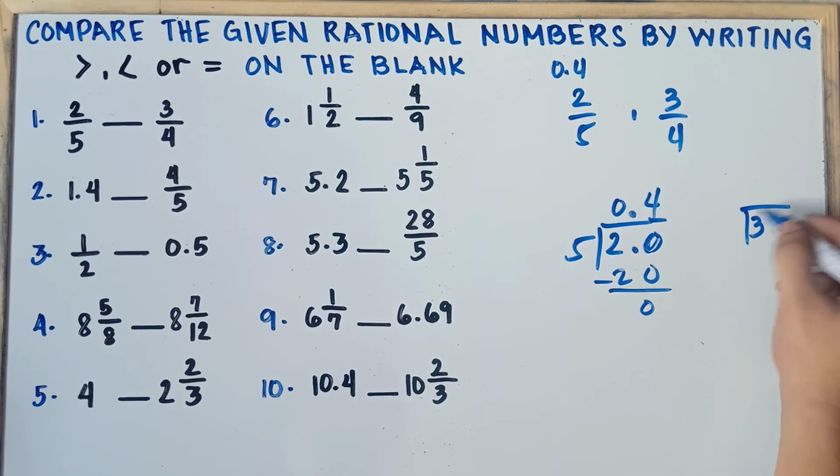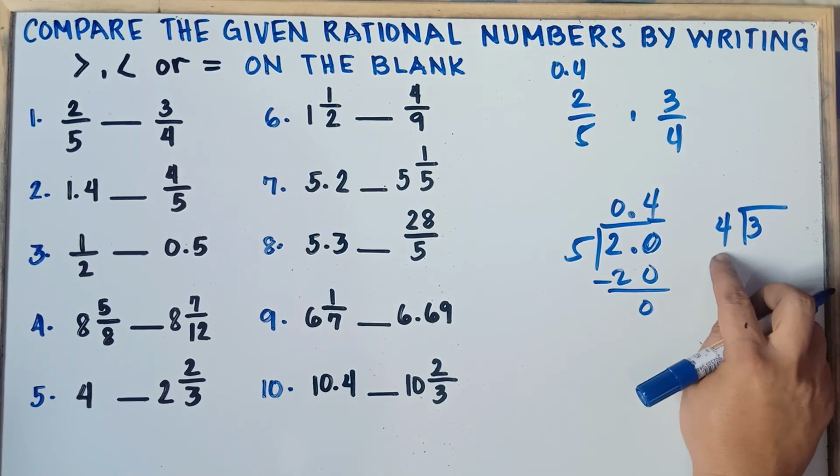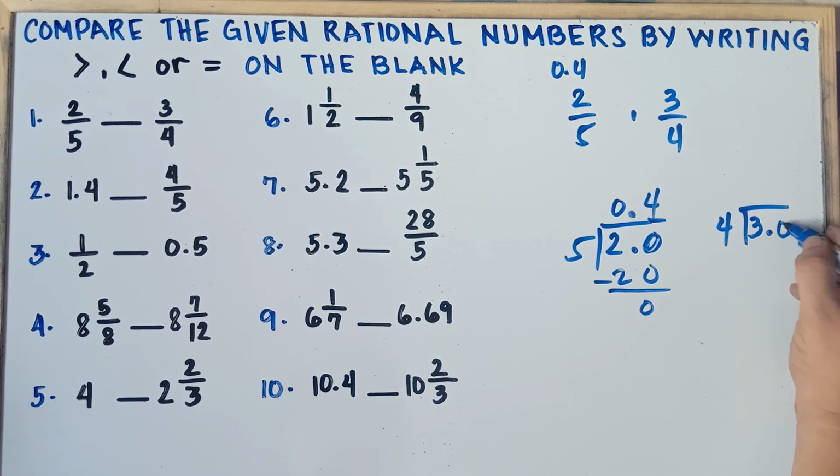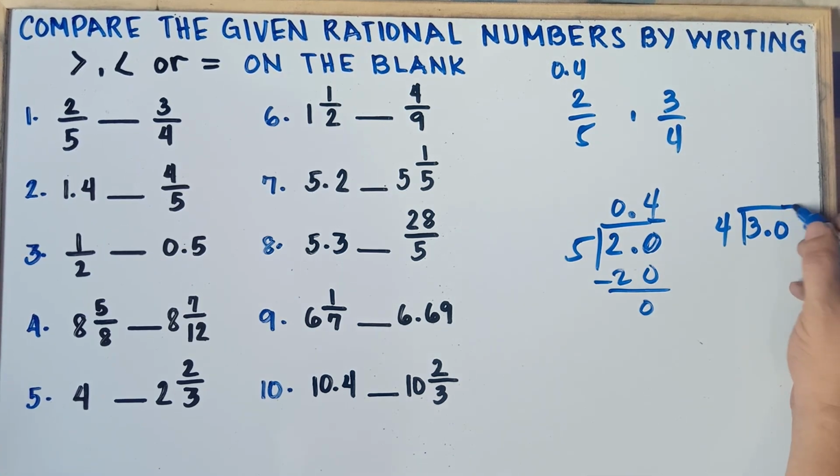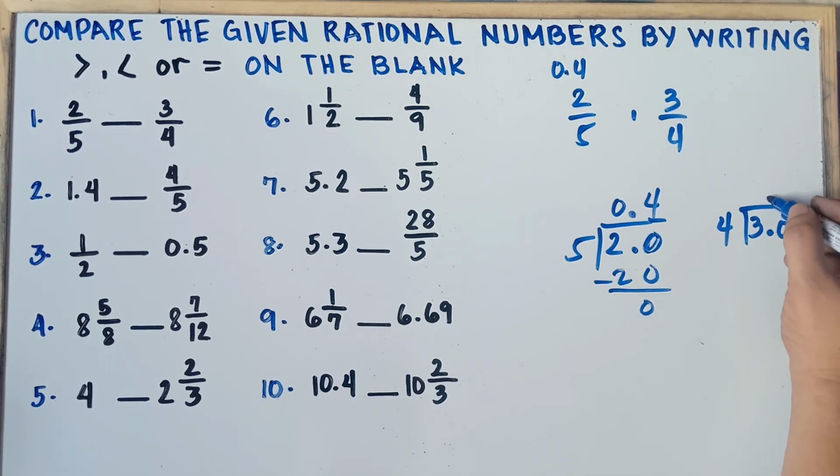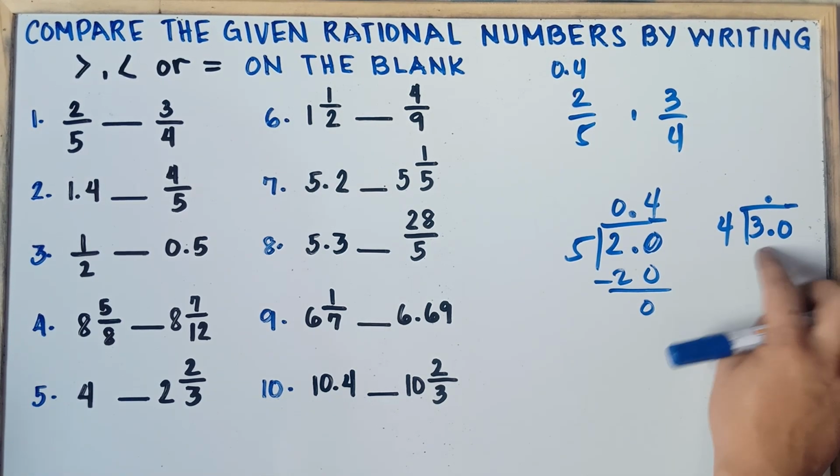And 3 divided by 4. So 3 divided by 4, that cannot be. We add 1 0. You put a point. And then add 1 0. You align the points, class. You put a point on the top. And you think this one as 30.